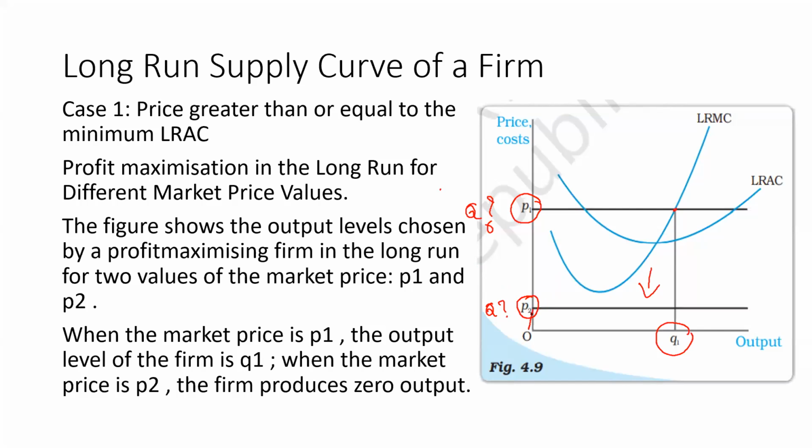When price is below the average cost, you are going to produce zero amount of output. So now the question is, which line are we going to use as a supply curve? Very good, long run marginal cost. So here we can use the rising part of the long run marginal cost curve as a supply curve.